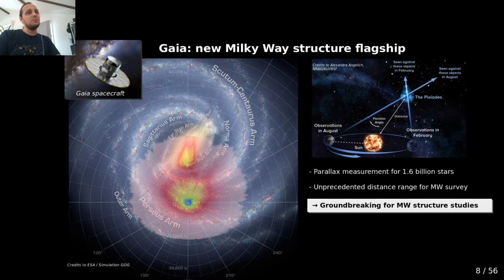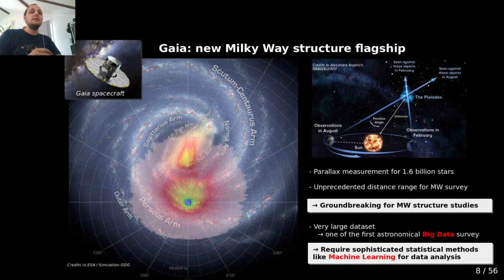And the other thing that is important with Gaia is that since it is a very large data set, it is one of the first astronomical surveys to enter what we call the big data era, which means that it might require sophisticated statistical tools like machine learning, for example, to perform large-scale data analysis.